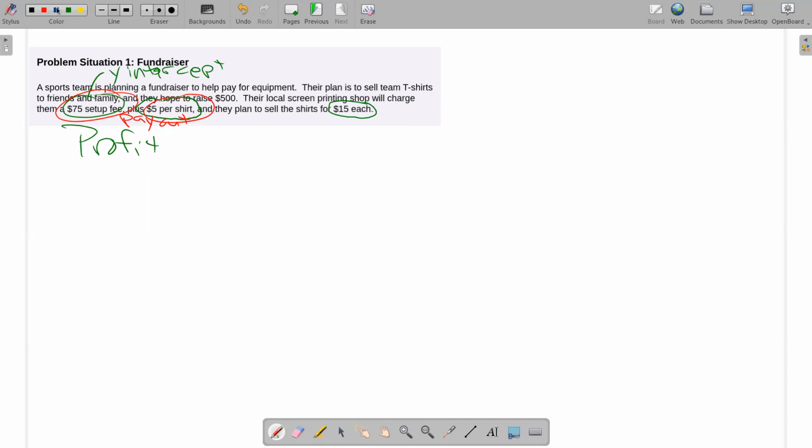And then the $15 each shirt, right? That's money they get in, right? So they take that in. And when we take something in, that's called our revenue. Profit is always revenue minus cost, right? So thinking about the cost as being negative. So as far as my profit, right, money I want to make, I start off with a loss of 75.